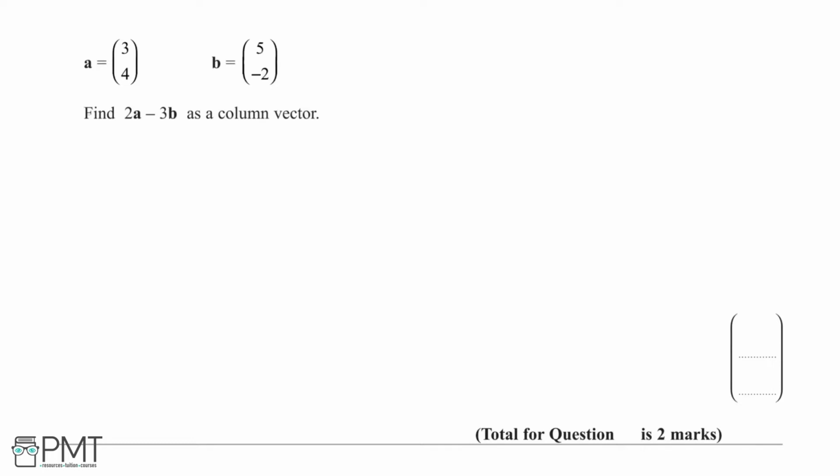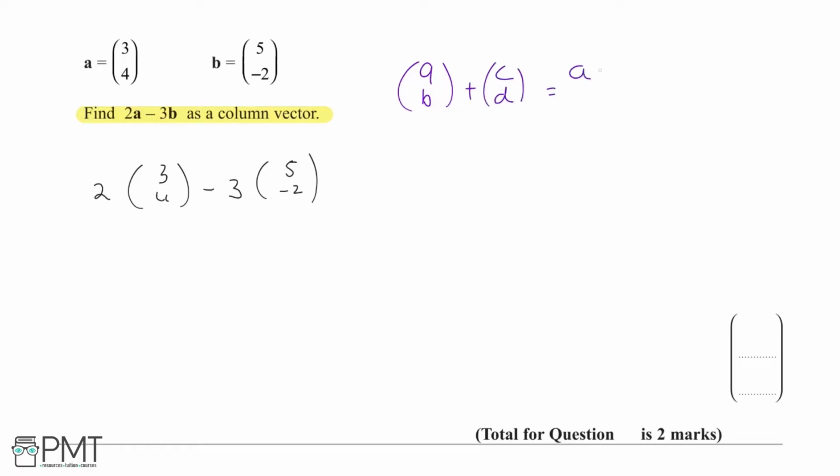We have been asked to find 2a minus 3b as a column vector for 2 marks. So we're just going to substitute our column vectors in. So we're going to say this is 2 times (3, 4) minus 3 times (5, minus 2). Now remember with column vectors, if we have (A, B) plus (C, D), this is (A plus C, B plus D). So we add the rows to each other, A and C, B and D. And if we have a scalar, if we have K times (X, Y), this is (KX, KY). These are the 2 rules we'll need to do this.